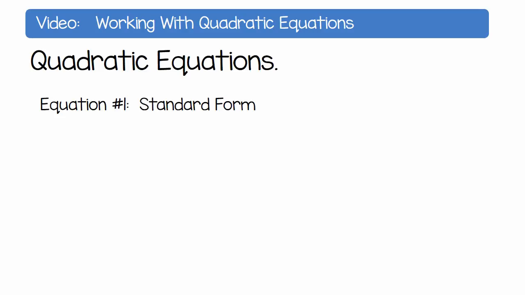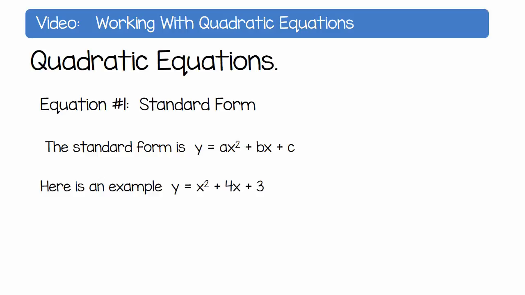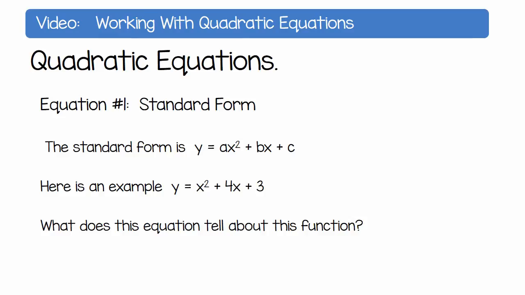Equation number 1, the standard form. The standard form for a quadratic equation is written y equals ax squared plus bx plus c. Here is an example. Y equals x squared plus 4x plus 3. What does this equation tell us about the function?